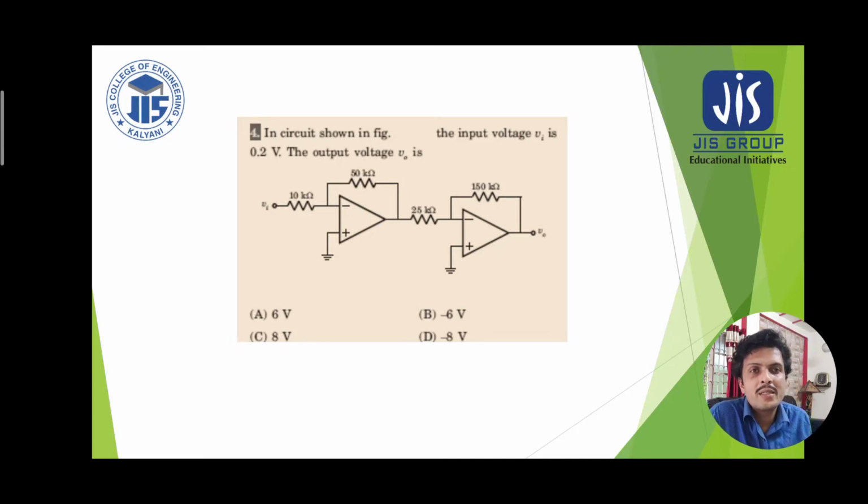So therefore Vi is 0.2 volt, and we can find out what is the output voltage of the first op amp. Let it be V1. So V1 by 50 is equal to minus Vi by 10. So therefore V1 is equal to minus 50 times Vi by 10. So this is nothing but minus 5 times Vi. So 5 into 0.2 means 1. So V1 is at minus 1 volt.